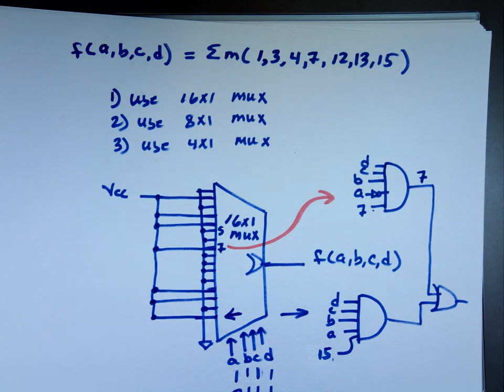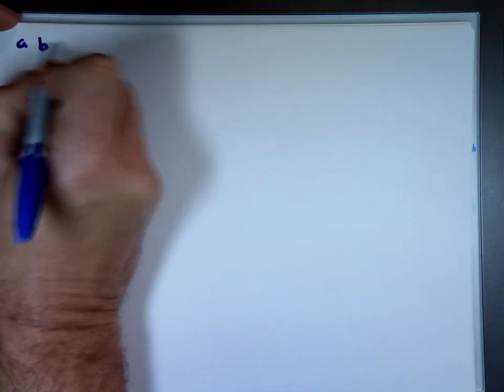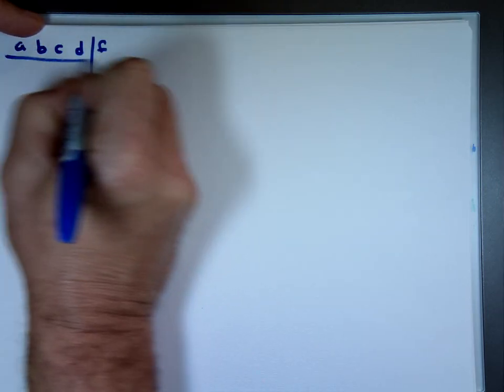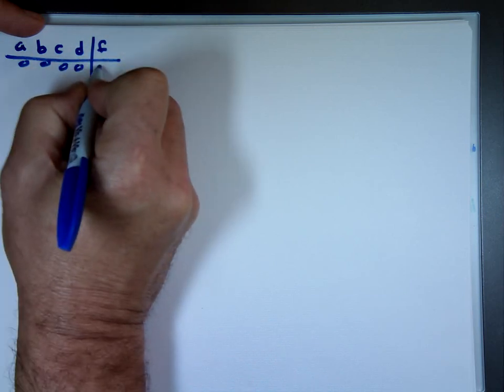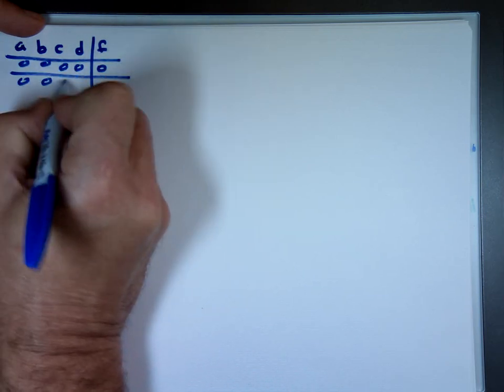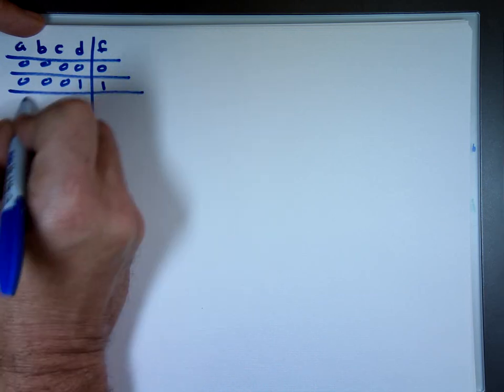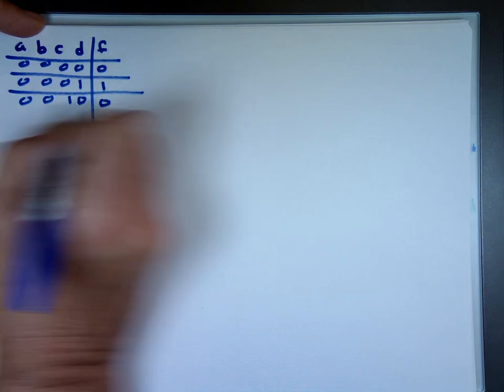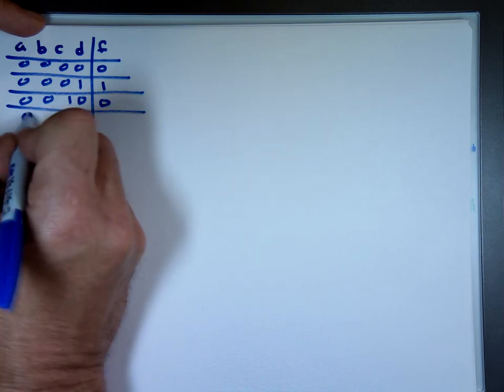Now I'm going to design this. I want the same function using 8x1, which means I really have to look at the K map for that. So here's my function. Zero, zero, zero, zero, the result is zero. Same function. Zero, zero, zero, one, that's one, the result is one. Zero, zero, one, zero, that's a two, the result is zero. Three is one. Zero, zero, one, one, that's a three.